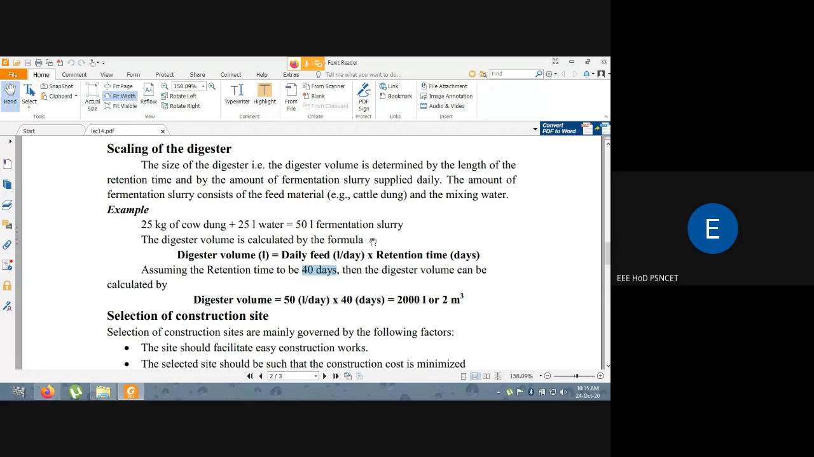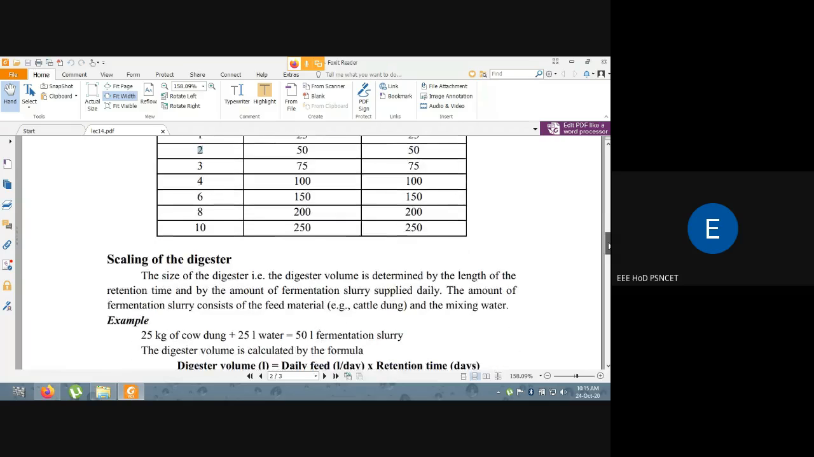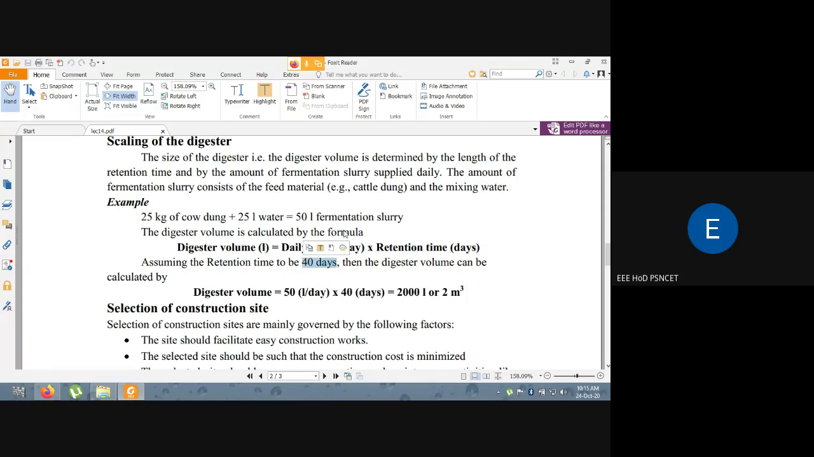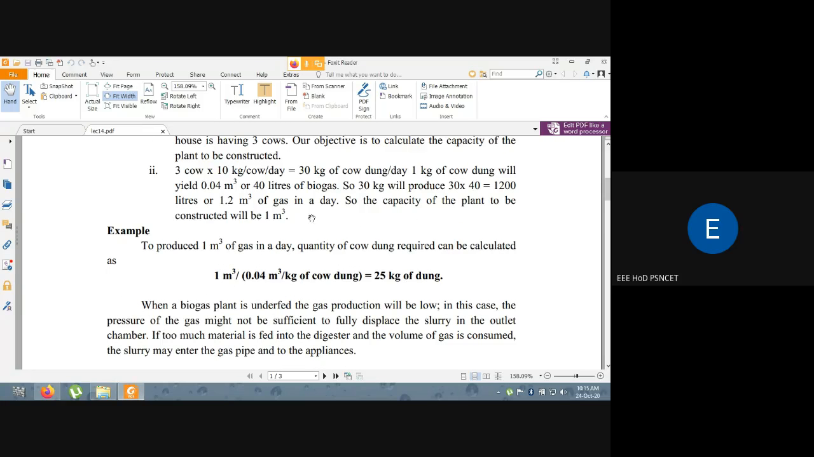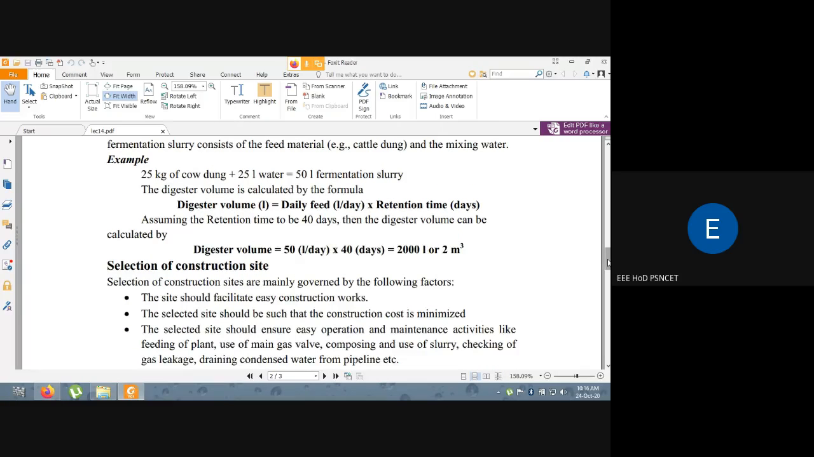This is also a reverse calculation. 2 meter cube means 50. Initially we found 50 liters, and the volume will be 2 meter cube. In that table also we can find 50 liters, 2 meter cube. In the previous session we discussed that for 2 meter cube we need 50 liters. In this session we found that 50 liters means 2 meter cube. So this is the reverse calculation. The main thing is this 40 days and this 0.04 meter cube. This is the main concept to find out the size and the volume of the digestion chamber.